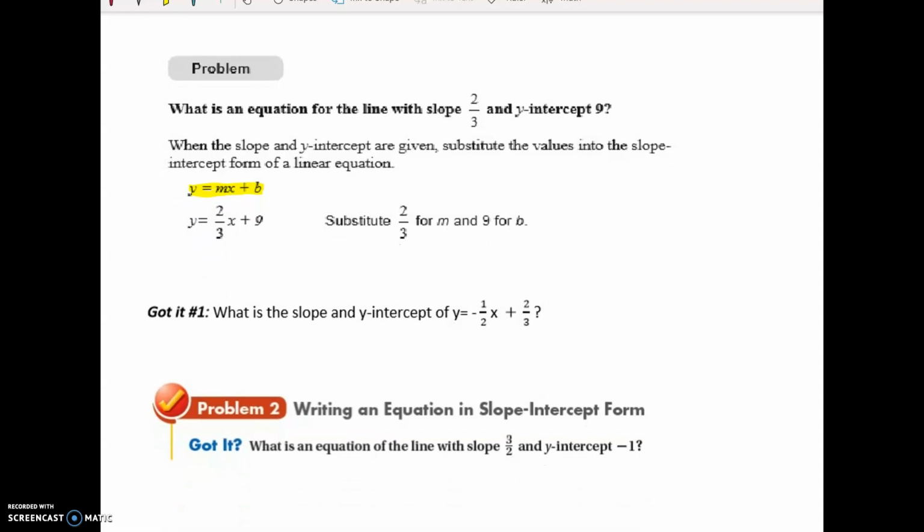So here we have our first got it question. What is the slope and y-intercept in this equation? We're just identifying those pieces, which I'm hoping you're familiar with. But if you're not, this is a good chance for you to learn that. So here we have -1/2, which is where our slope should be. So I'm just going to label that m. And 2/3 is where our y-intercept should be. So that will be our y-intercept. So just labeling and knowing what the pieces are in that equation.